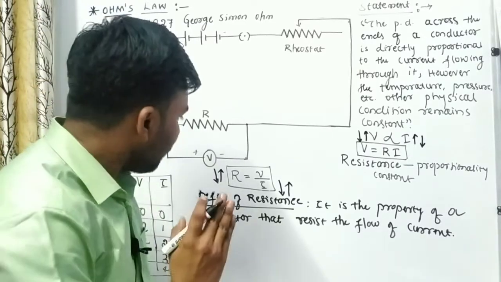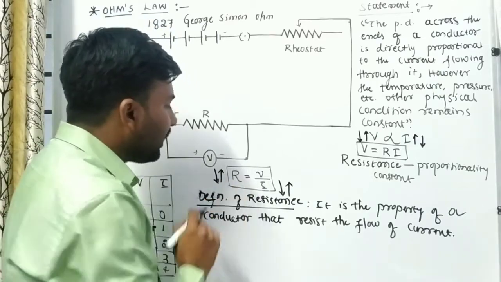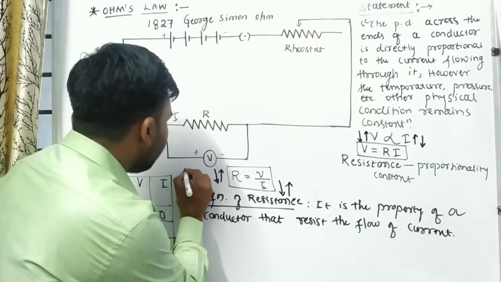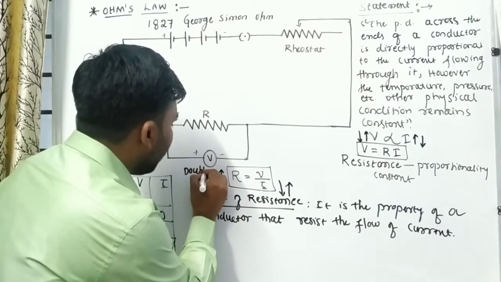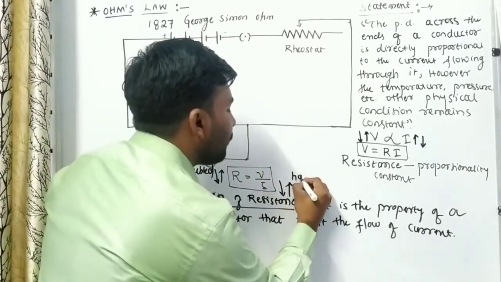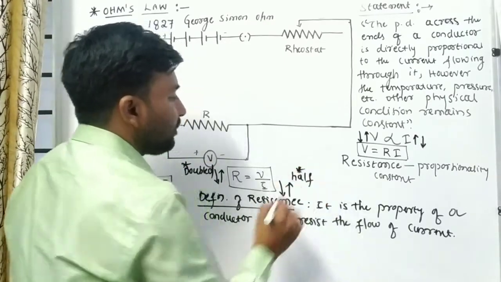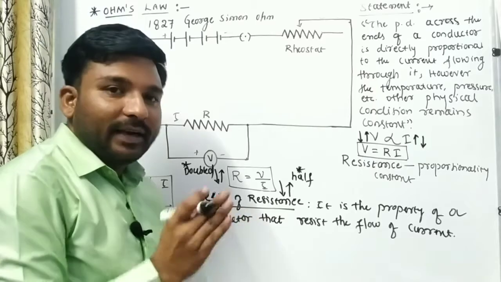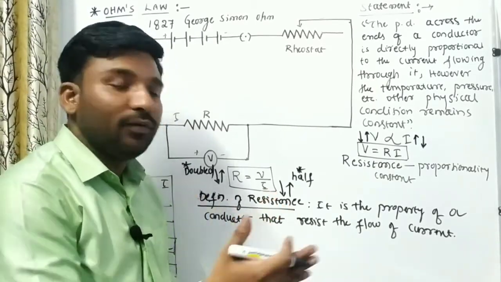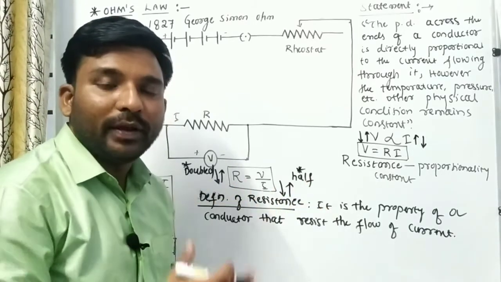Got it? Now, the very important thing we need to remember between R and I: when the resistance is doubled, the current will become half. When the resistance of the conductor is doubled, the current flowing through it is equal to half. This is a very important point we need to remember.